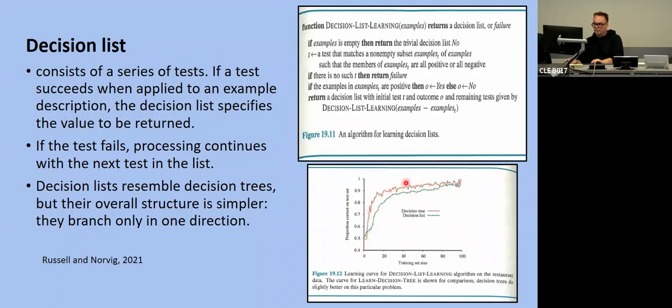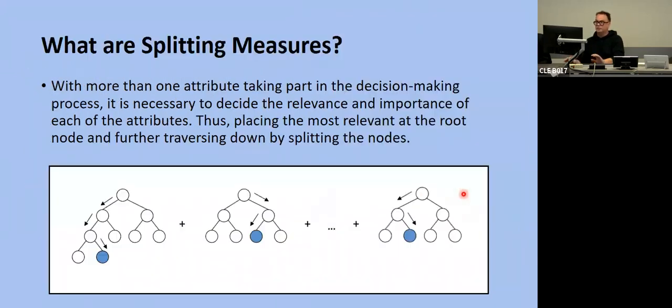There's a little bit higher proportion correct on test results or test set using trees than a list. And of course, there's computation, right? You have a list, it's much more computationally heavy than a tree.